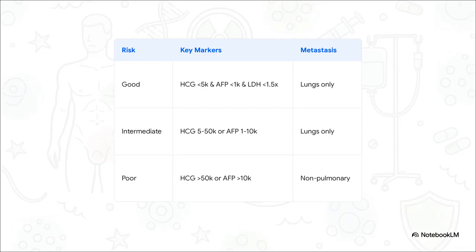Okay, so this table is basically the cheat sheet for non-seminomas. You can see how it's all about specific cutoffs for the markers and whether they're spread to places like the liver or the brain, what we call non-pulmonary visceral mets.